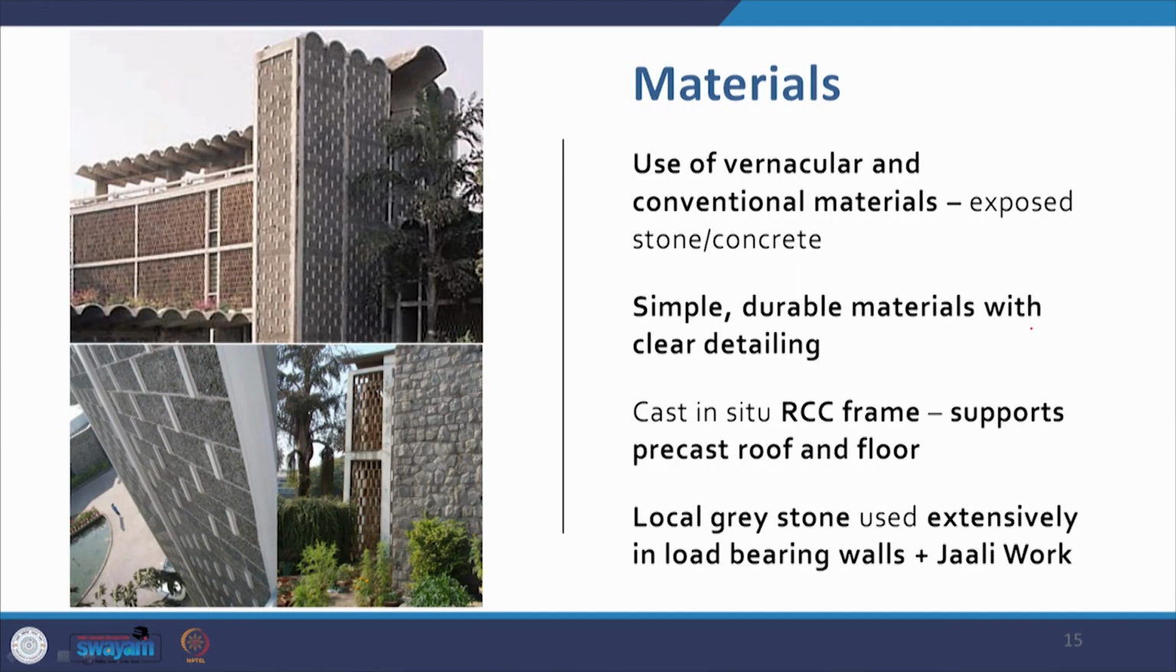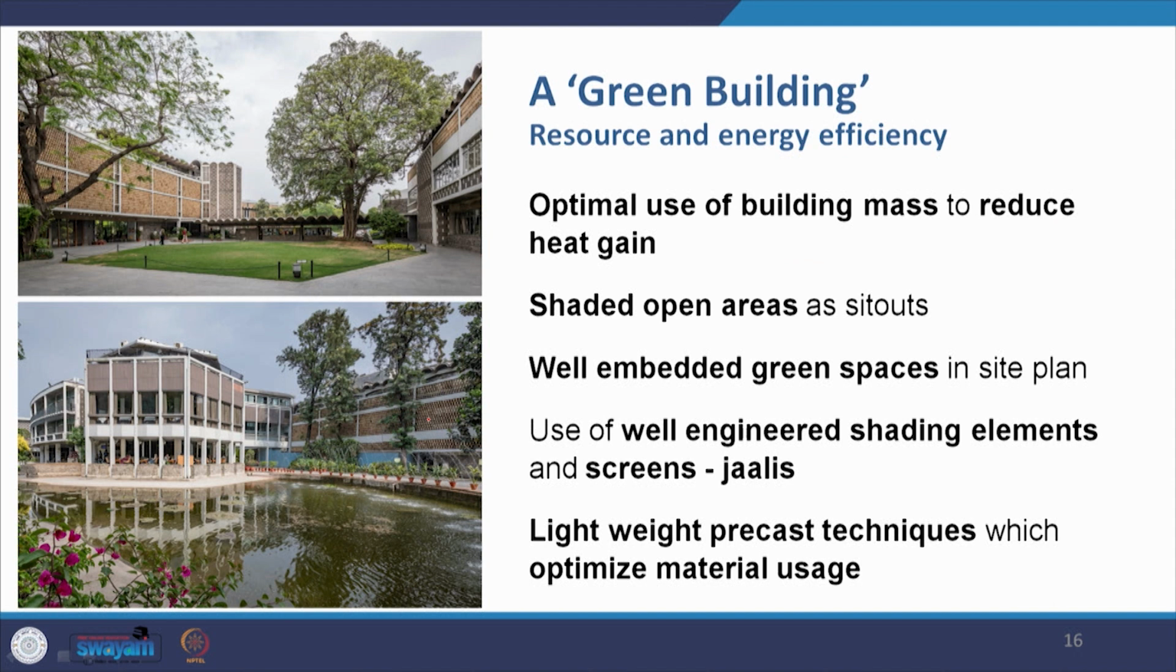Now, materials. There is a use of vernacular and conventional materials in IIC. So, there is exposed stone as well as concrete. Simple and durable materials are used with very clear detailing, as you can see in these close shots of the building. Cast on site RCC frame has been used, and this also supports precast roof and floor. There is a local grey stone that has been used here, which is extensively used in load bearing walls and in the jali work.